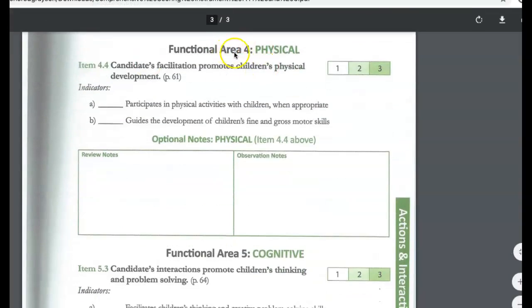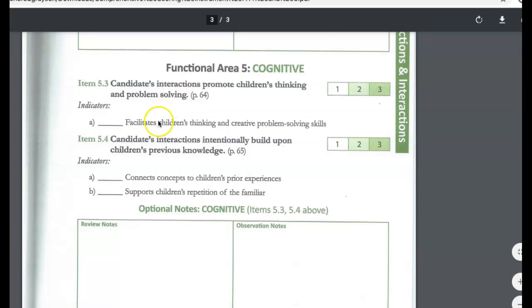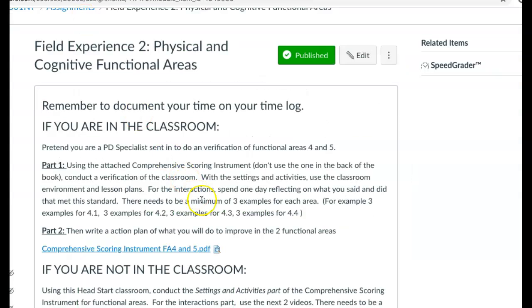And then here's the functional area for physical. And you'll need examples in this one and this one. And for cognitive for this one, and this one. And it gives you examples and what pages you can find them on. All right.